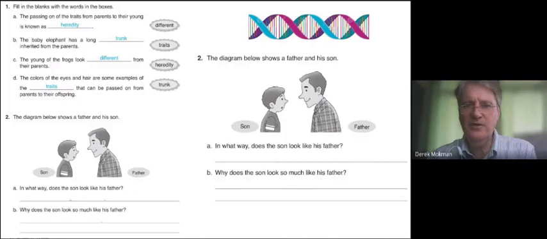Okay, everybody should be answering that question now. The first one should be easy. In what way does the son look like his father? How does the son look like the father? What looks the same?